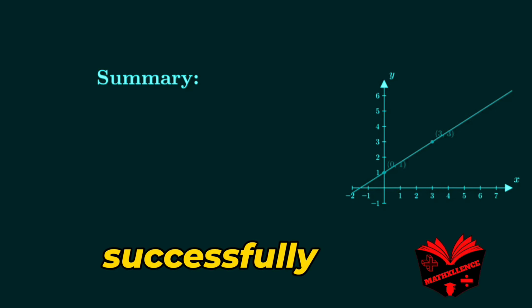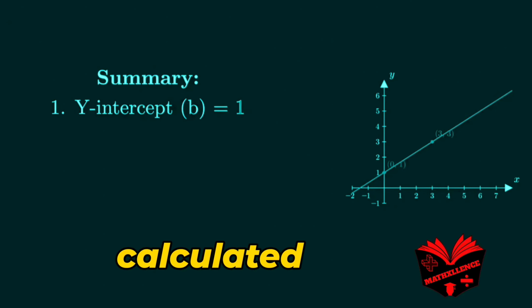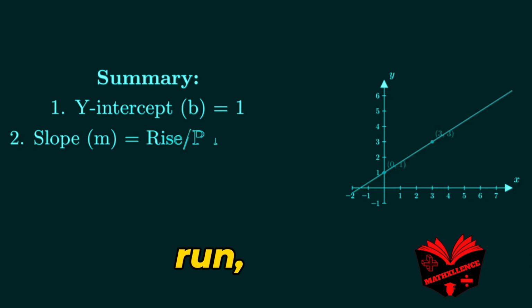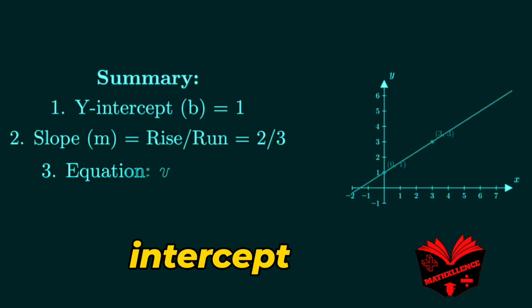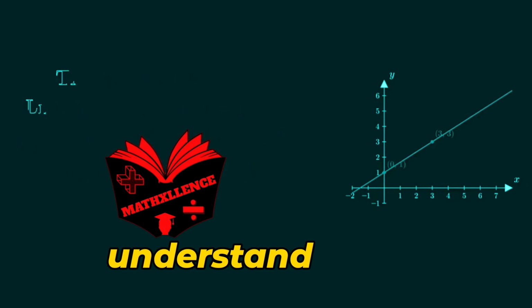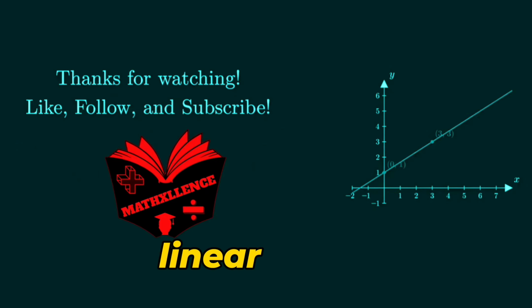We have successfully identified the y-intercept, calculated the slope using rise over run, and combined them into the slope-intercept form. I hope this helped you understand how to read a graph to find a linear equation.